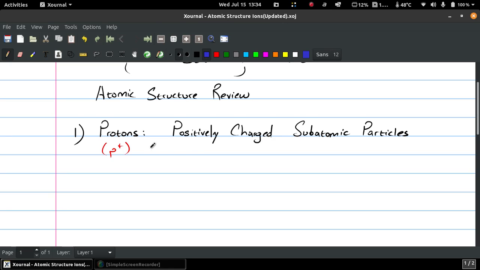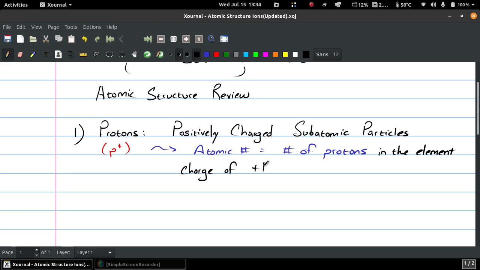Let's write that in blue. Atomic number equals number of protons in the element. Okay, so we remember that it has a charge of positive 1 and a mass of 1.